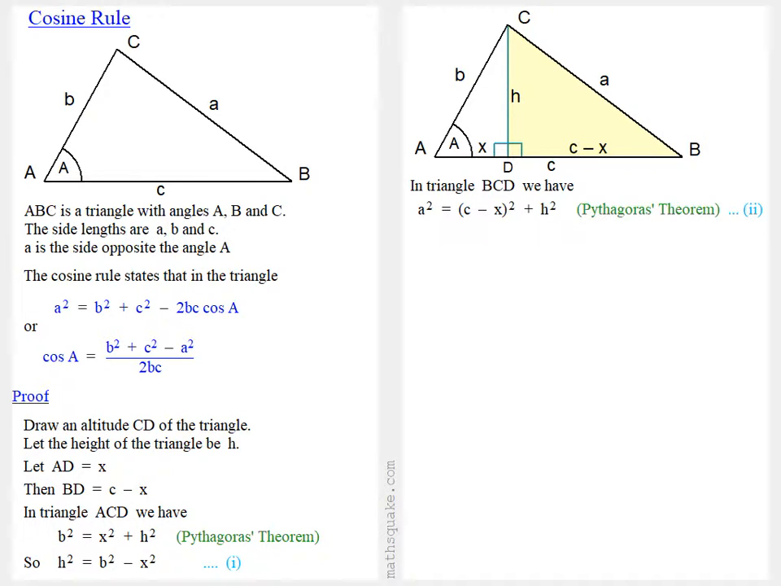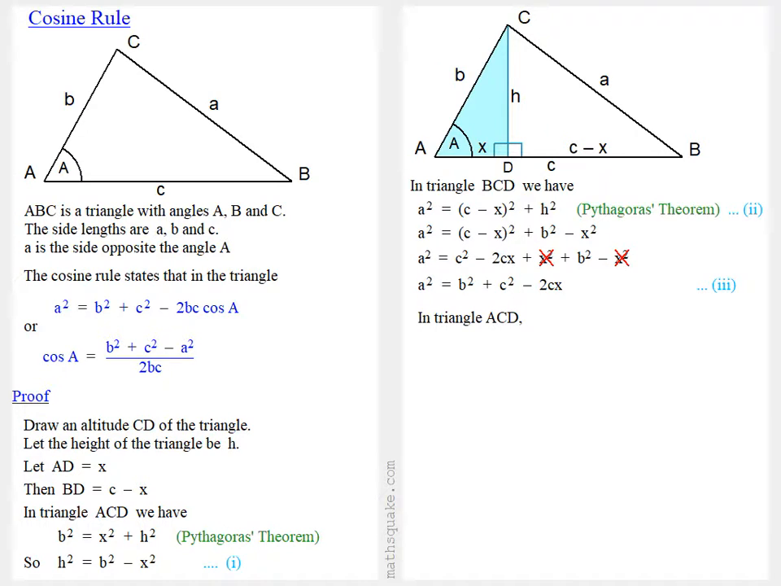Now, in equation 1, we have h squared equals b squared minus x squared. So, in equation 2, we can replace the h squared with b squared minus x squared. Now we can expand the term c minus x all squared to give c squared minus 2cx plus x squared. The rest of the terms stay the same. Now in the equation the x squareds can cancel, and this leaves us with a squared equals b squared plus c squared minus 2cx.